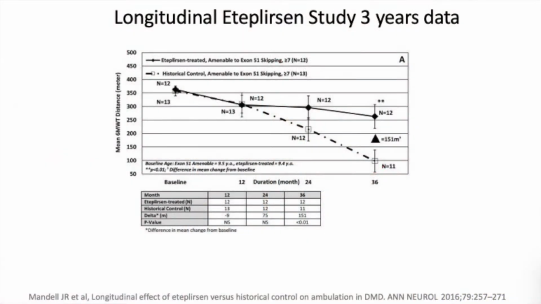So as an example, this graph is taken from the paper on eteplirsen, which is an exon 51 design drug by Sarepta Pharmaceuticals. The 3-year data shows that those 12 boys who received this treatment, the boys in black, showed a significant improvement in their ability to maintain a good amount of walking ability in their 6-minute walk test, compared to a comparison group of boys who start out with similar characteristics, but over time lose the ability to walk.